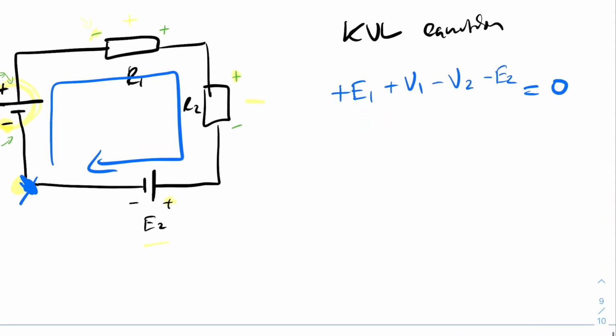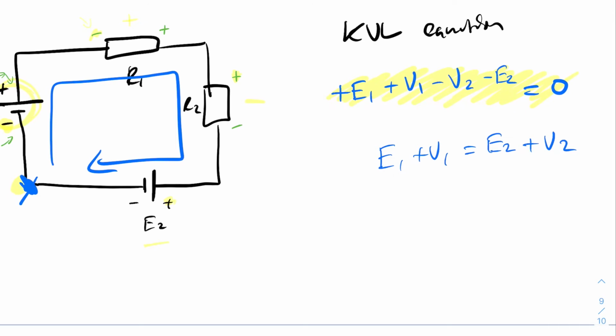So you could rearrange that. You can add V2 and E2 onto each side, and that will give you E1 plus V1 is equal to E2 plus V2. And both of these are obviously correct. And this is our KVL for this equation.